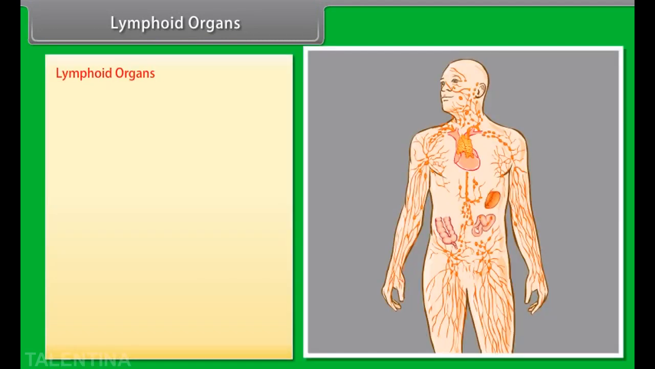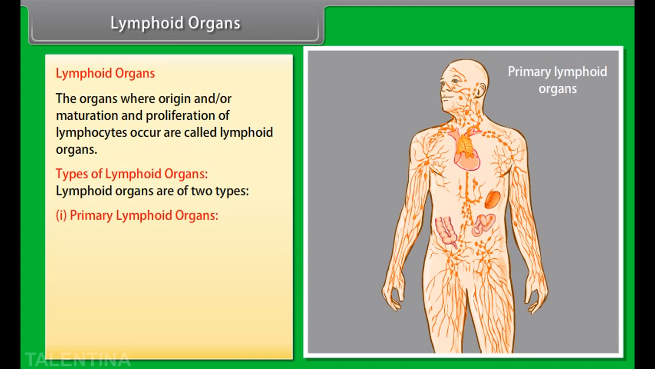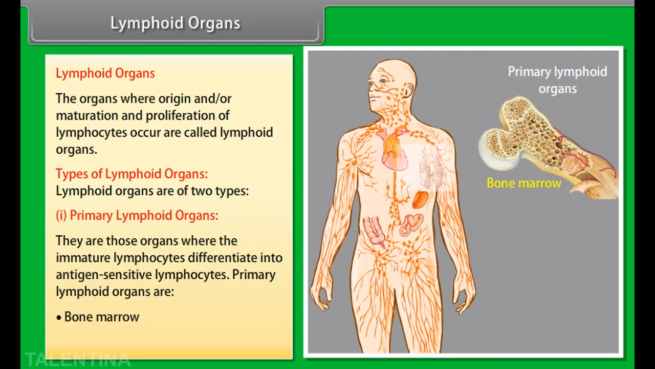Lymphoid organs. The organs where origin and or maturation and proliferation of lymphocytes occur are called lymphoid organs. Types of lymphoid organs. Lymphoid organs are of two types. Primary lymphoid organs. They are those organs where the immature lymphocytes differentiate into antigen-sensitive lymphocytes. Primary lymphoid organs are bone marrow, thymus.